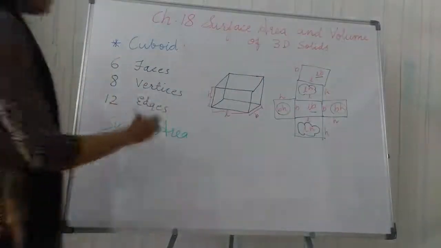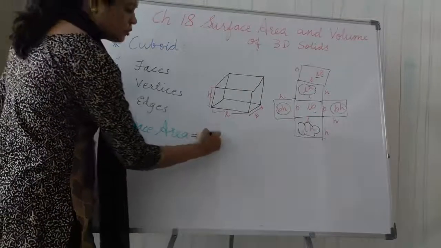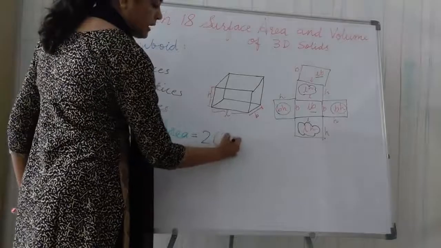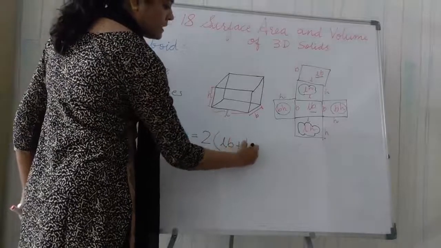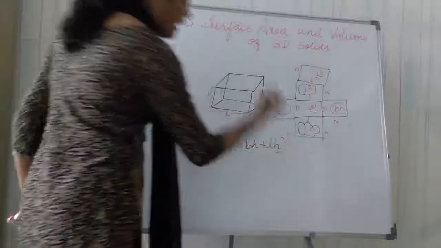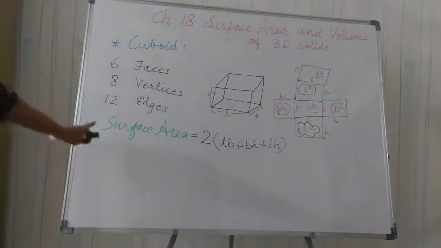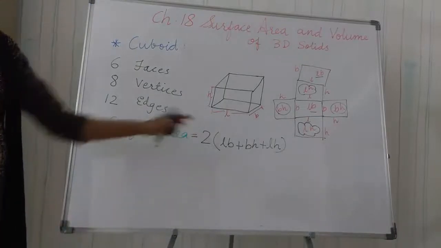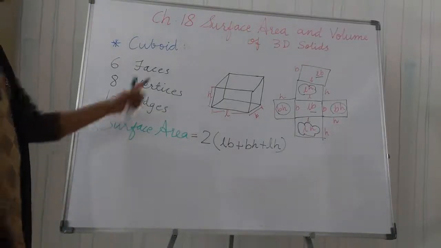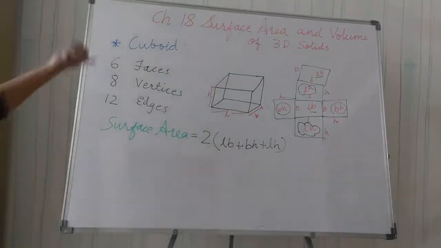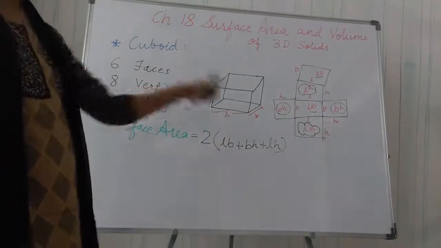उसका मीनिंग है कि सरफेस एरिया इज इक्वल टू ट्वाइस. 2 हम पहले से बाहर निकाल लेते हैं. In the bracket LB plus BH plus LH. This is how you can write the total surface area is equal to, this is the formula you have to remember students for cuboid shape. I think all of you understand and you will not forget if you study like this.